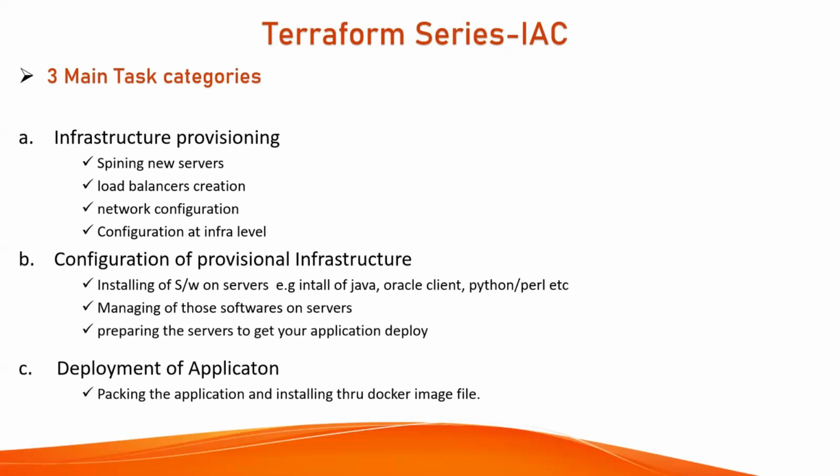The second one is configuration of provisioned infrastructure. This is where you install your software, like, sorry for the typo, installing Java, Oracle client, Python, Perl, etc. And once you have installed the software and the server is ready, you need to manage your software on the servers. In case you are using Java 1.6, but in the market OpenJDK 1.8.06 version is available, you need to upgrade that. So that is nothing but managing it, right?